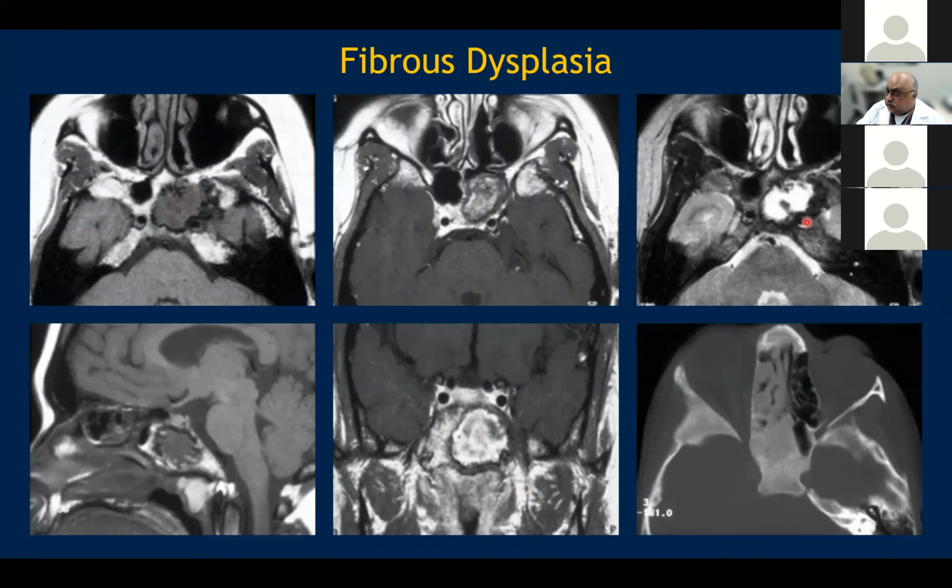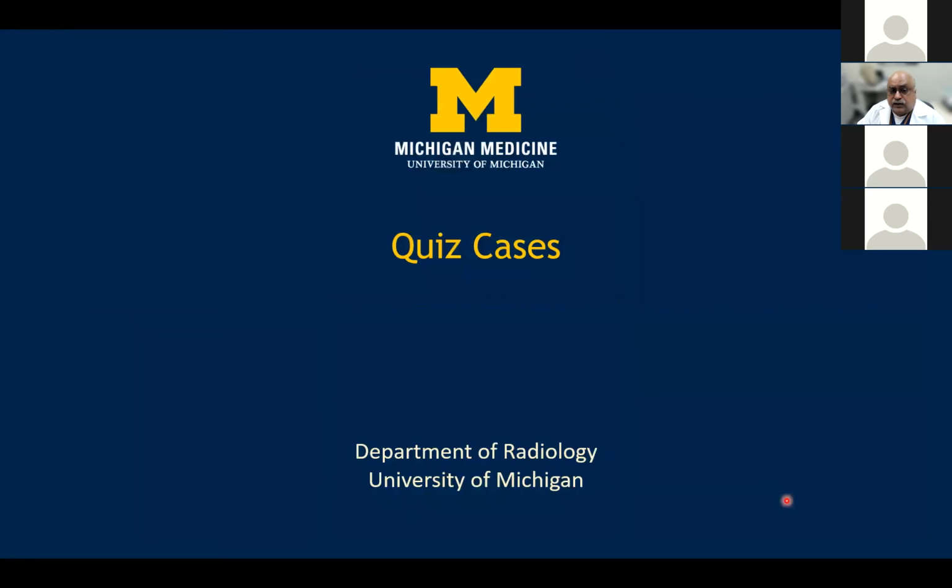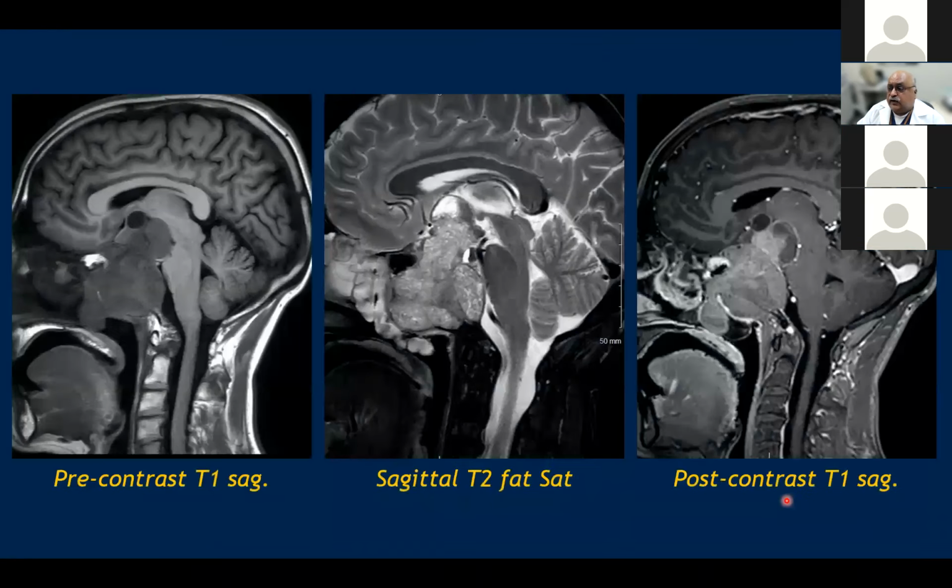And the rest of the osseous component does not enhance. That fibrous and osseous component on CT also can be identified if you look carefully at the attenuation between the osseous component and the non-osseous component, which has a slightly lower attenuation than the bone itself. So now coming to the quiz cases, I'll quickly go over.